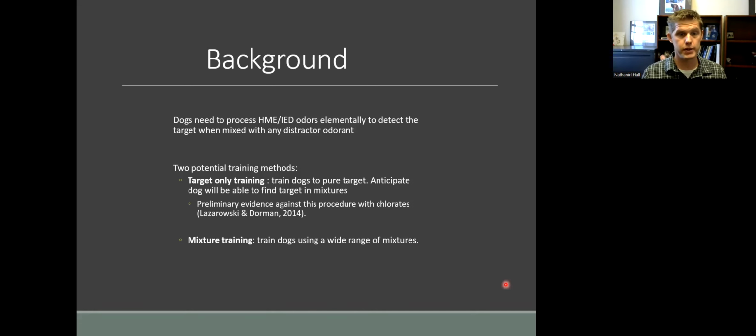A second approach would be to actually train dogs using a wide range of mixtures. This would be something like using that concept formation training that we talked about earlier. Remember with the pigeons, with the complex training for the Picasso versus the Monet paintings, that they were able to learn a very complex discrimination between one category of stimuli versus another category of stimuli. This was done by giving them many examples of one category and many examples of the other category, and letting the animal differentiate between what makes something this category and what makes something that category.